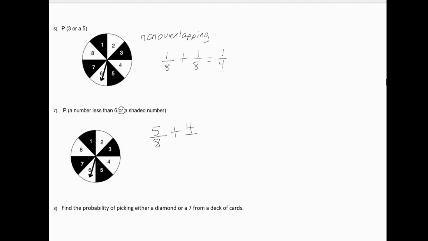The probability that it is shaded is 4 out of 8. And then we have to subtract off the overlap. So we have to subtract off the numbers that are less than 6 and shaded, which would be this one, and this one. So we have to subtract off 3 out of 8. And that is going to give you 3/4.